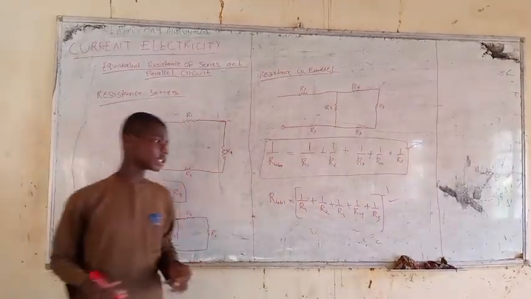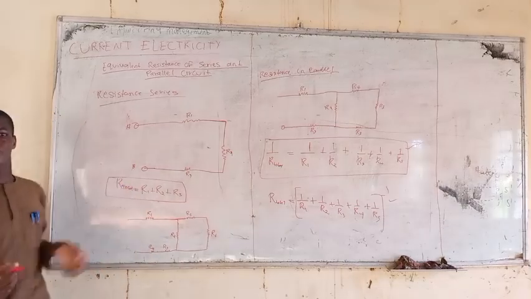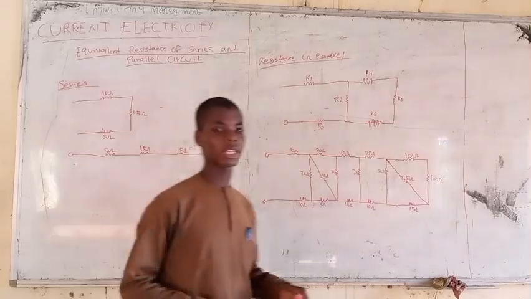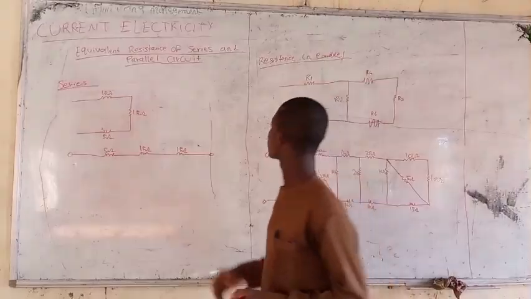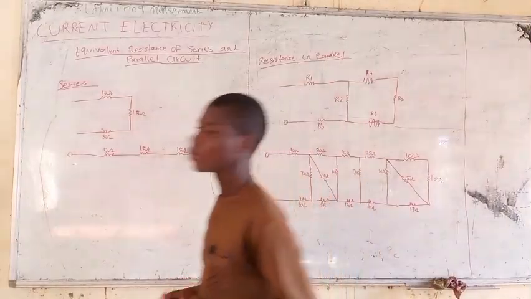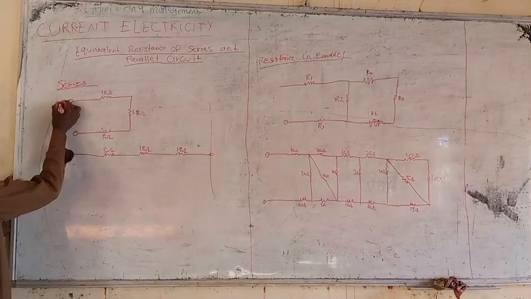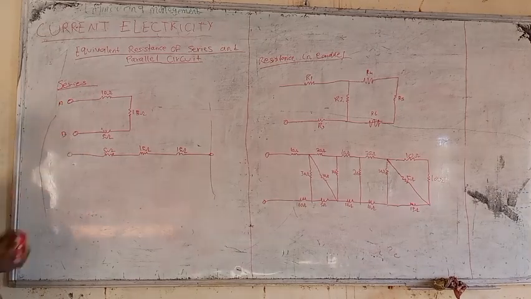So let's see some examples under equivalent resistance. Here are some examples under series and parallel. Let's see the first example. Here is A and here is B.